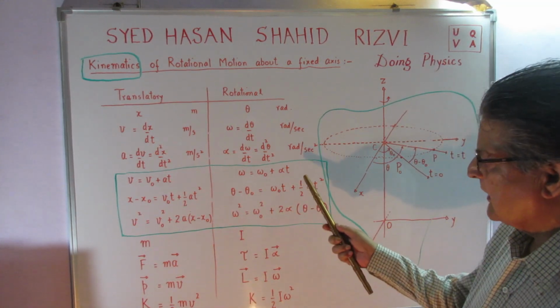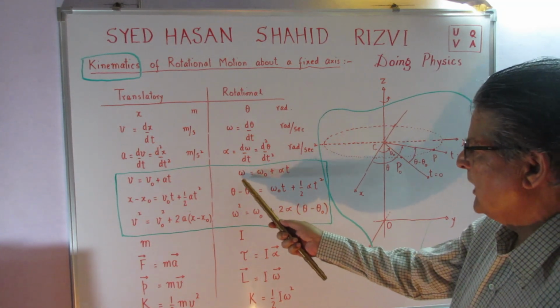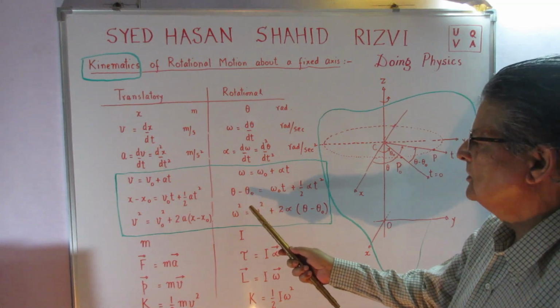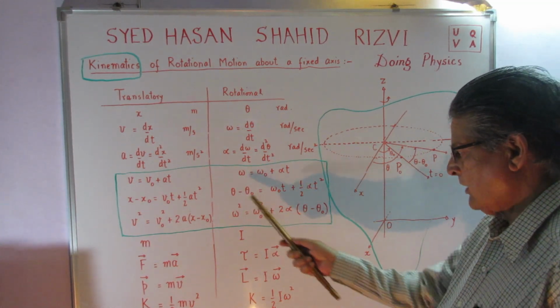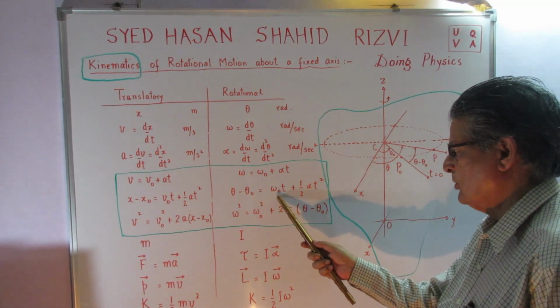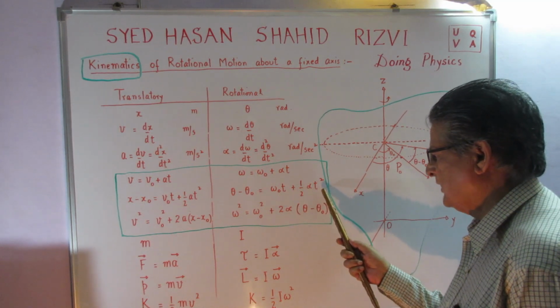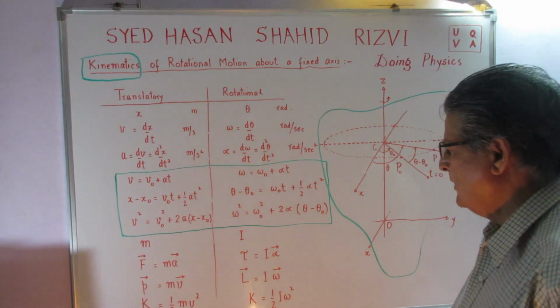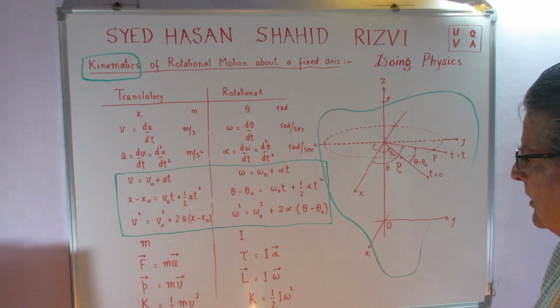So similarly here also I can say that omega is equal to omega naught plus alpha t, theta minus theta naught, which is the angular displacement at time t, is omega naught t plus half alpha t squared, and omega squared is equal to omega naught squared plus 2 alpha times (theta minus theta naught).